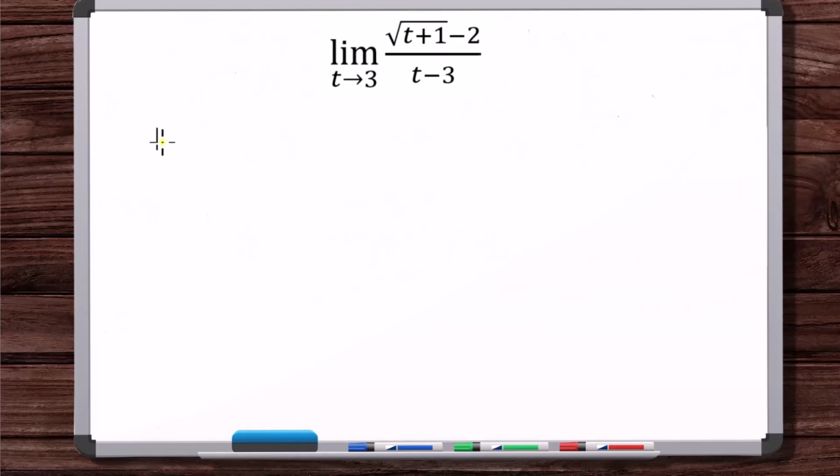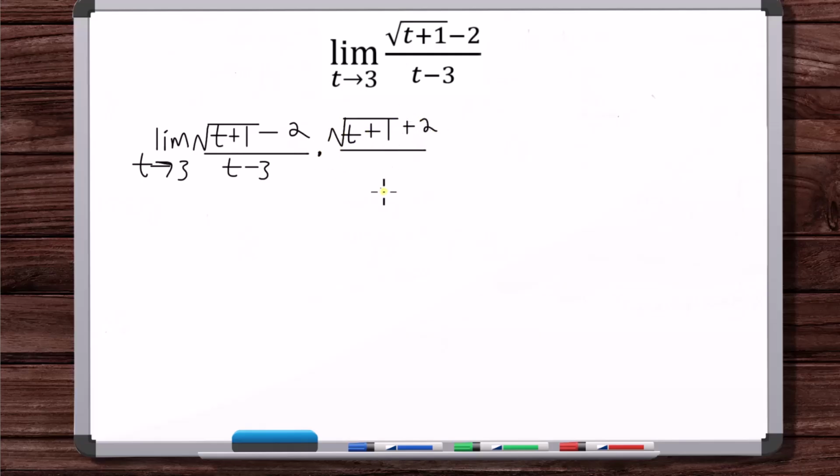So, for example, here, the next step is we want to multiply this by 1 in the form of the conjugate of the numerator. So, square root of t plus 1 plus 2 over the square root of t plus 1 plus 2. And the reason why we want to do this is because this is going to greatly simplify the numerator and then just overall put this expression into a new form.